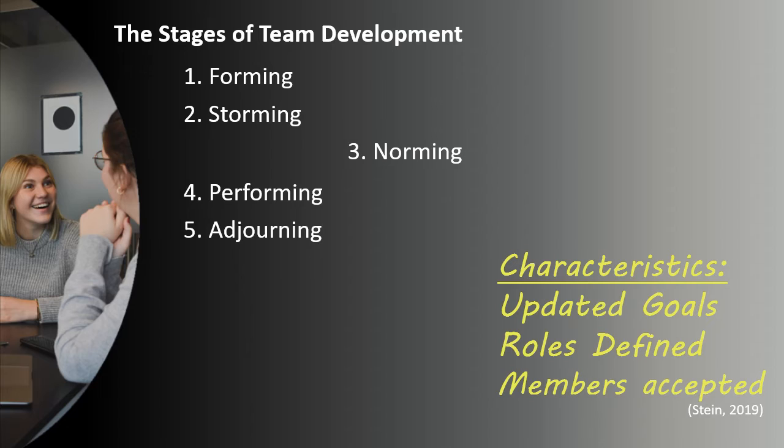The norming stage is characterized by the initial resolution of these conflicts. Goals are updated, roles are more clearly defined, acceptance of the membership and variety of opinions within the group increases. The members of the group are beginning to sense a feeling of belonging.